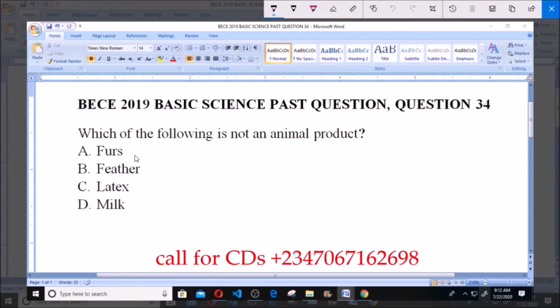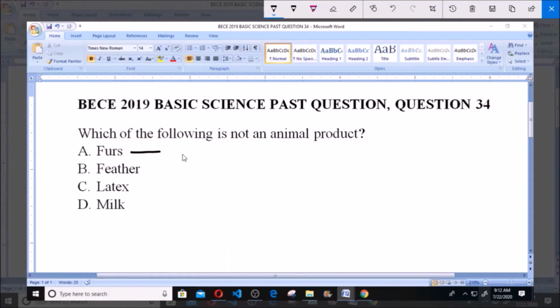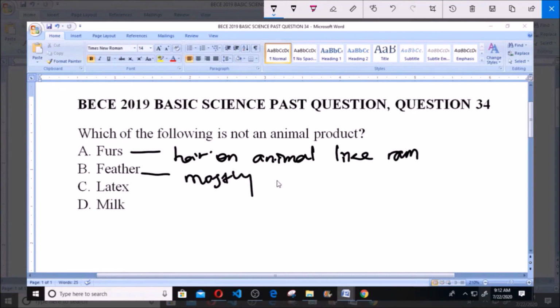Now A here says fur. Fur simply means the hair on an animal, like your ram. You can get fur from a ram, and since a ram is an animal, fur is an animal product. Now B here says feather, and like we know, feathers are mostly found in birds. And birds are animals. So definitely feather is an animal product.